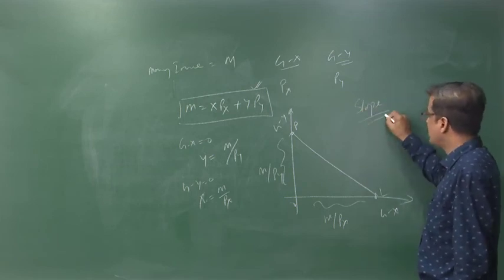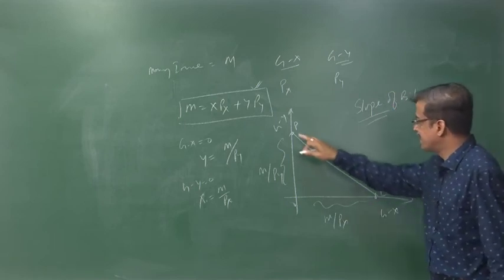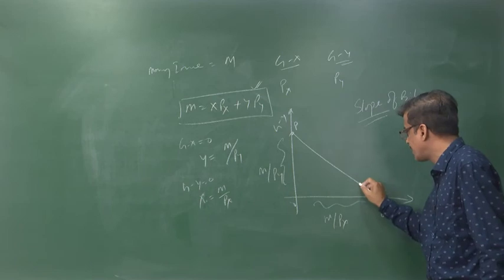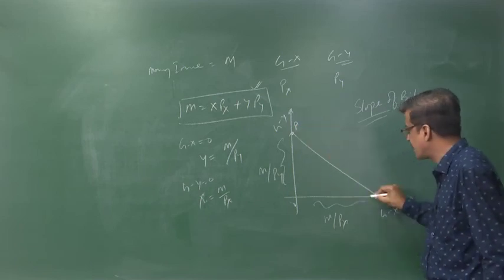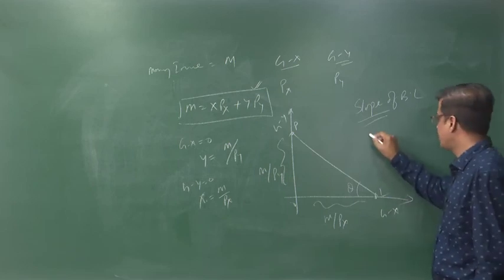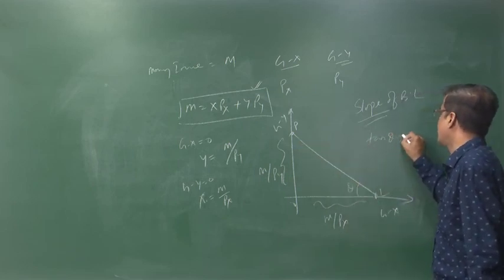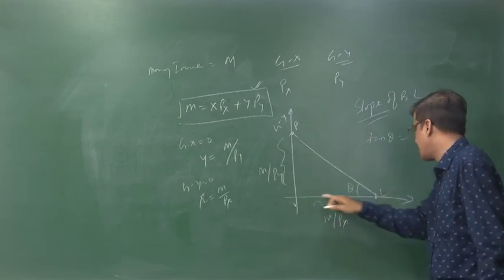Now in order to find the slope of the budget line or the price line, we take this as a right angle triangle. My target is the slope of this particular straight line, and let us say the angle is theta. My target is finding out the slope. Slope means tan of theta, that means OP divided by OL.